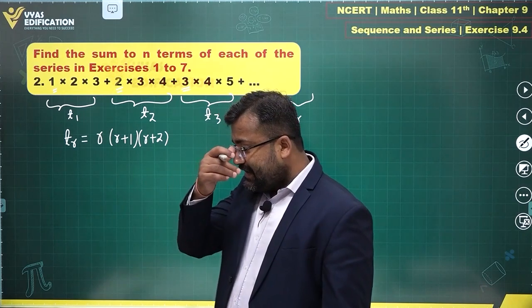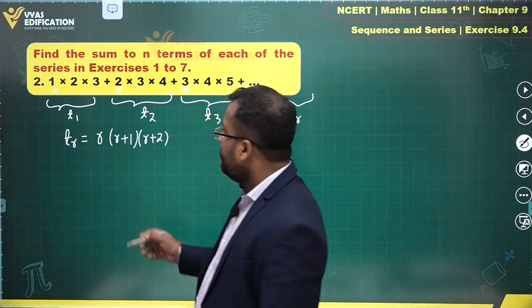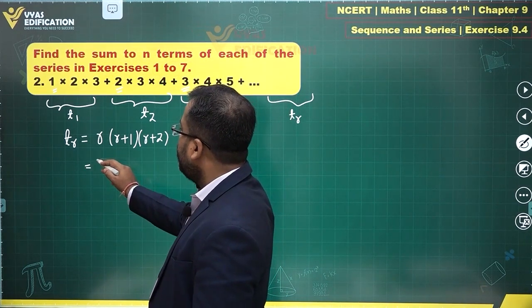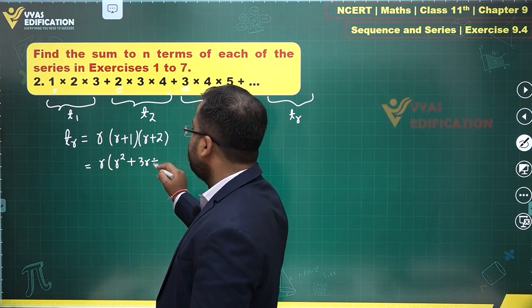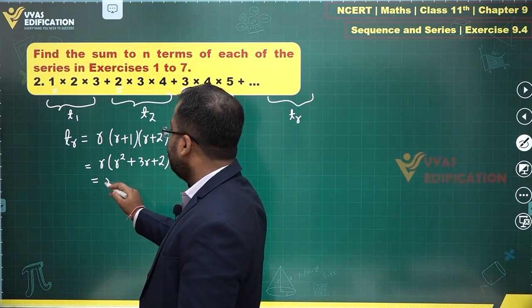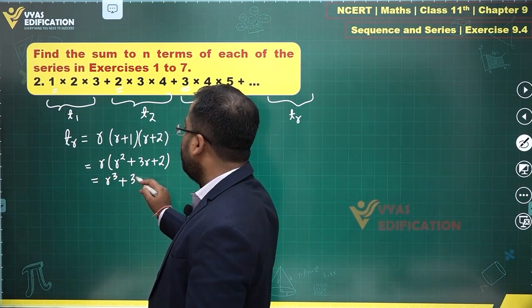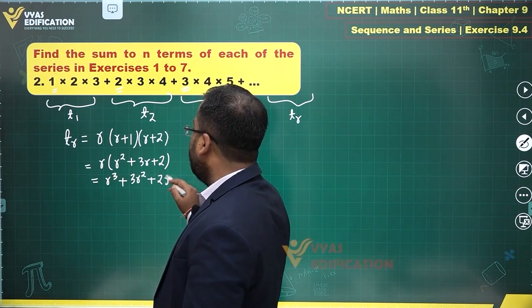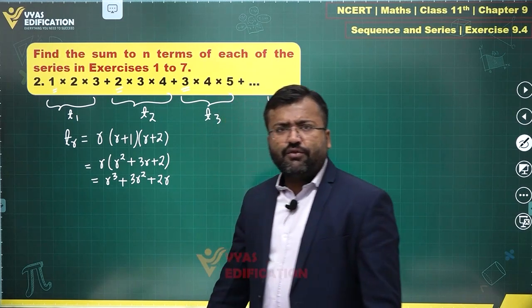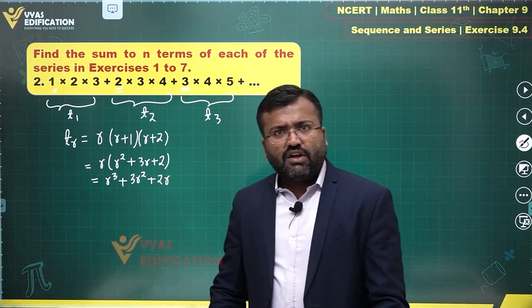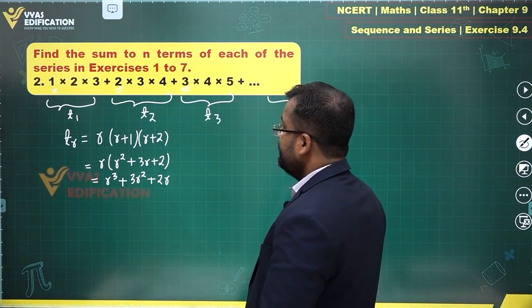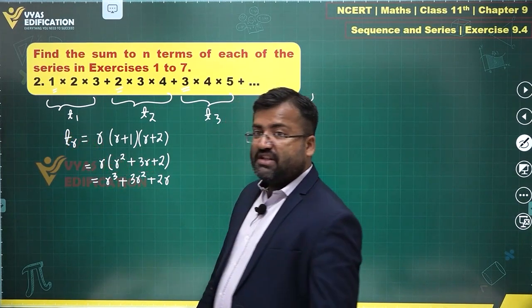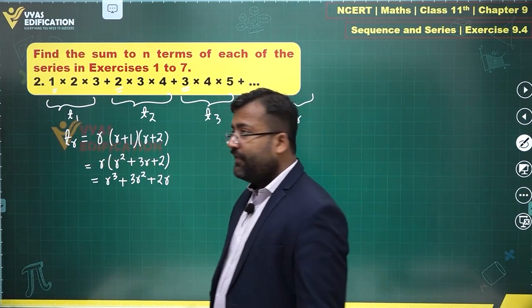And Sn will be sigma TR. What does this simplify into? Let's multiply them. R times R square plus 3R plus 2 becomes R power 3 plus 3R square plus 2R. Which method are you following? I am following the original method first of all, and then we'll see the other method later on. So TR is equal to R power 3 plus 3R square plus 2R.